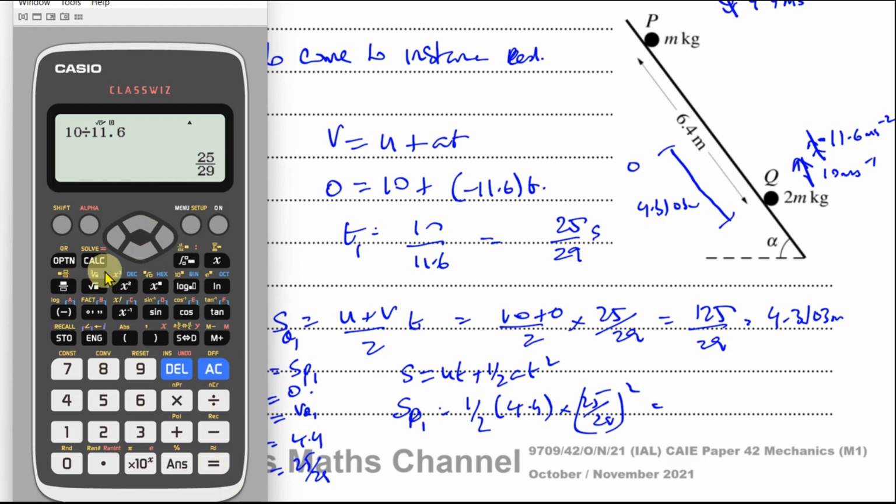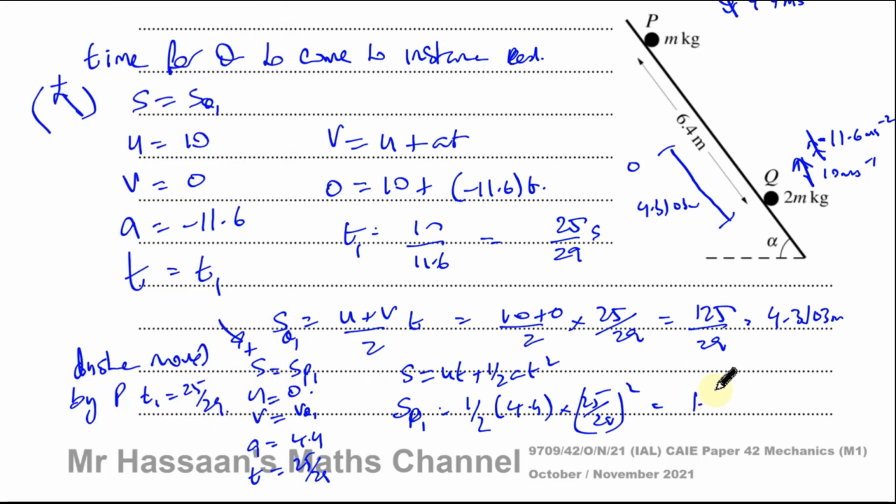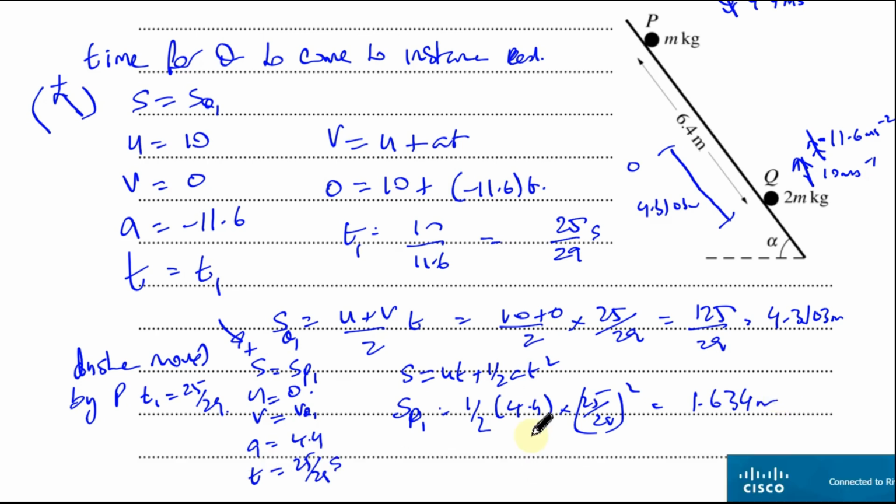So you've got 25 over 29 squared times 2.2. So half of times 4.4. That gives you 1.634 meters. Okay, so this is how far P has moved down in the same time that Q has moved up and come to rest.